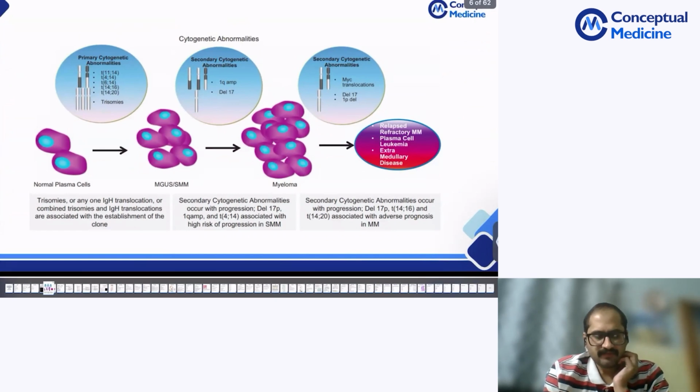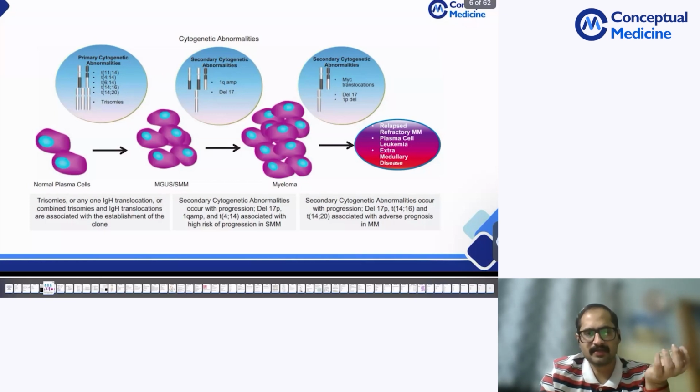This is a very important cartoon which I would like to highlight. What are the primary and secondary cytogenetic abnormalities which happen in multiple myeloma? Why is this important? Because we know myeloma clonality progresses from MGUS to smoldering and from smoldering to active multiple myeloma. So in primary cytogenetic abnormalities, what do we define them as? First hits. Those first hits are IGH translocations and trisomies.